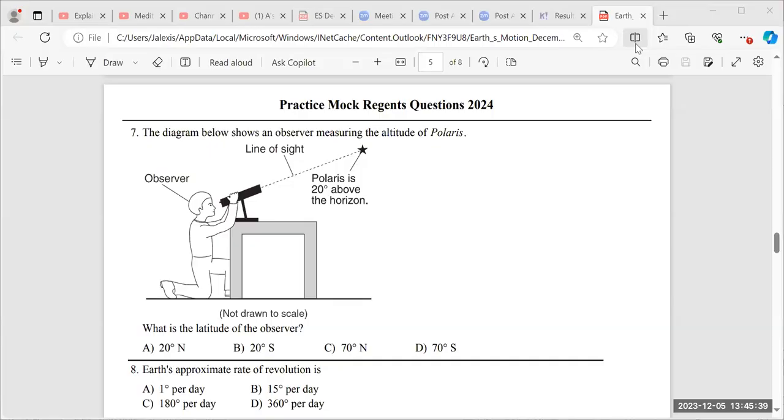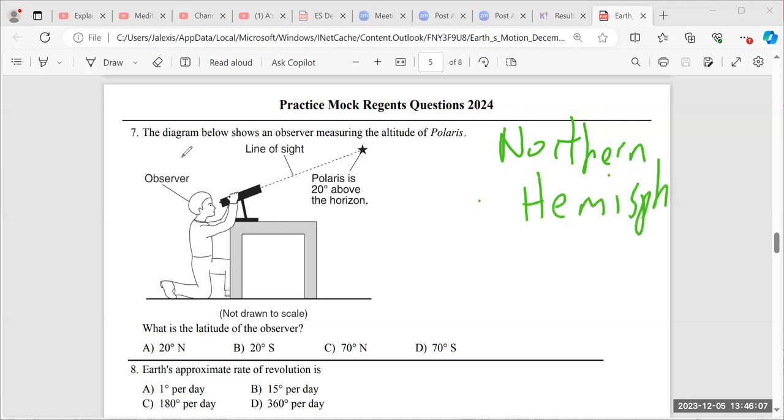All right, number 7. Number 7 says, the diagram below shows an observer measuring the altitude of Polaris. They say that Polaris is 20 degrees above the horizon, all right? So where do we see Polaris? We only see Polaris at or above the equator. We only see Polaris in the northern hemisphere. In the northern hemisphere, that is the only place where we see Polaris, right?